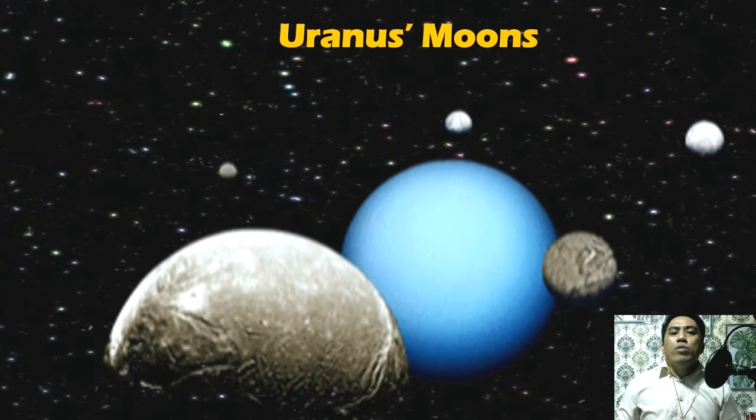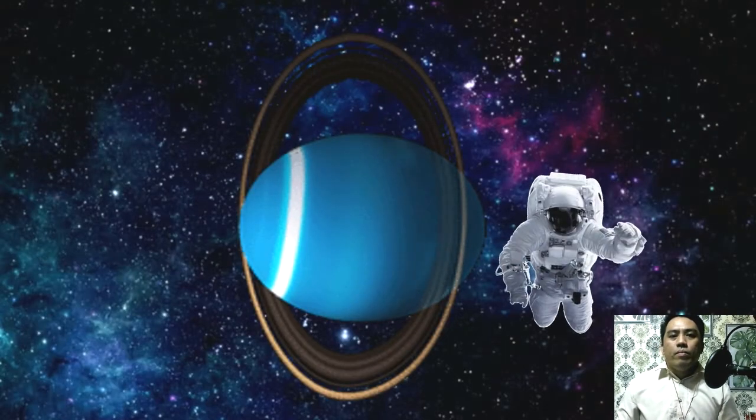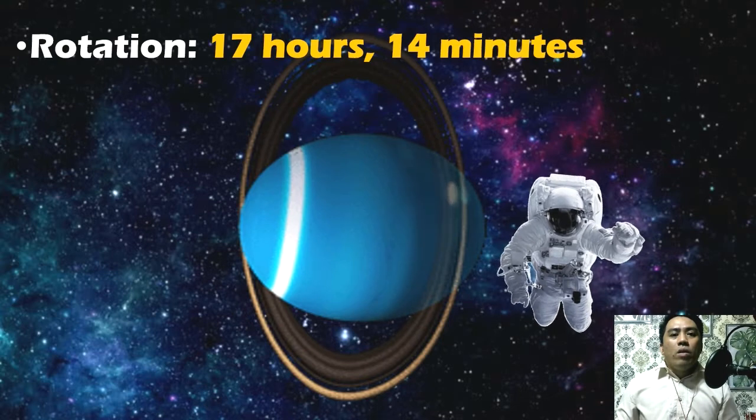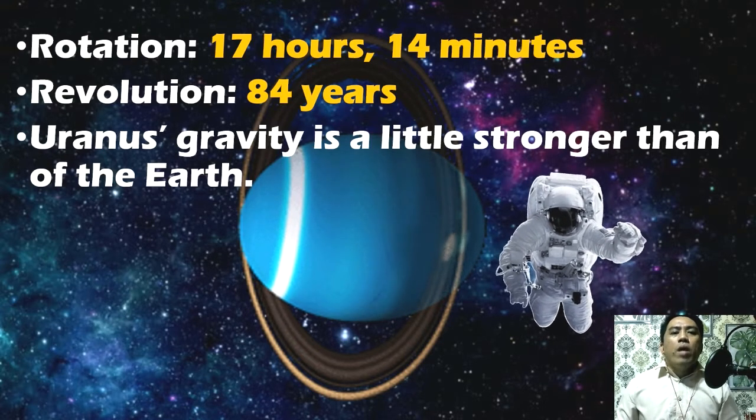Uranus moons. So it has at least 21 moons. The largest is Titania. Rotation, 17 hours, 14 minutes. Revolution is 84 years. So kung dito ka sa Earth, compare mo sa Earth, so matanda ka na hindi pa tapos umikot si Uranus sa kanyang orbit around the Sun. Uranus' gravity is a little stronger than that of the Earth.